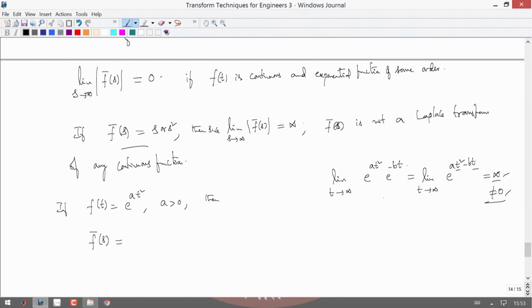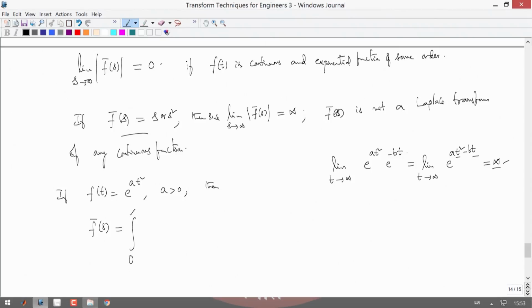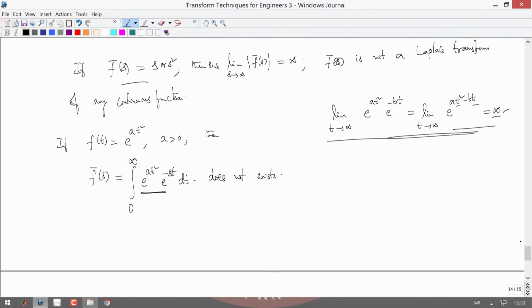And you see that this is not an exponential function of some order b, clearly because this is infinity. We cannot say that the Laplace transform integral of e power a t square e power minus st dt exists, because this is an exponential order which is higher, so its growth is bigger. That is why for any s this is going to be infinity as t goes to infinity. So, this integral does not exist, because of this result.